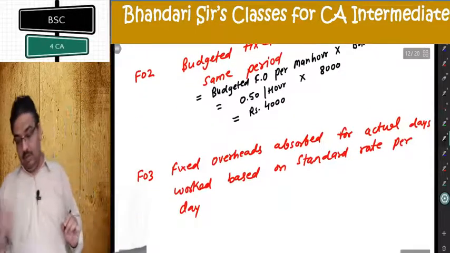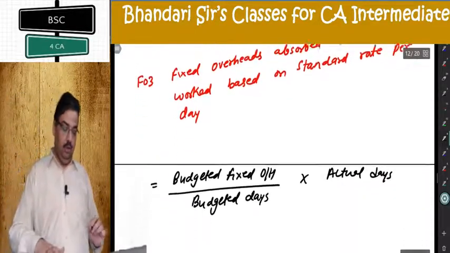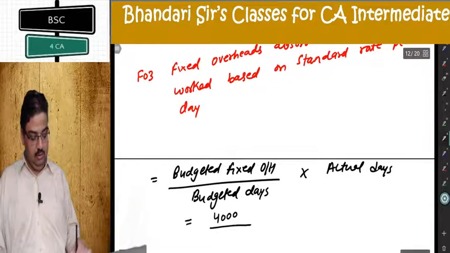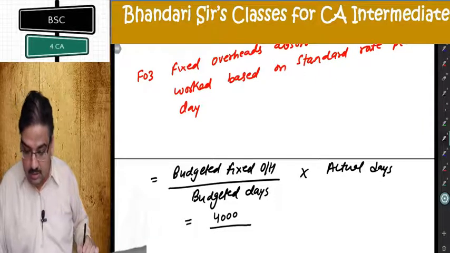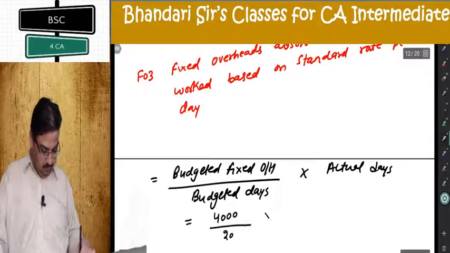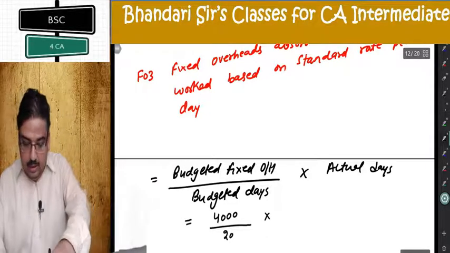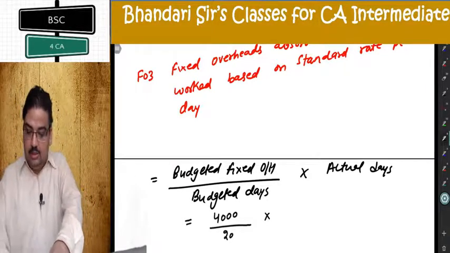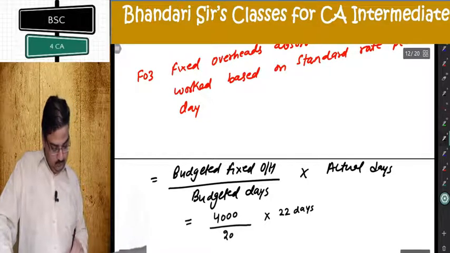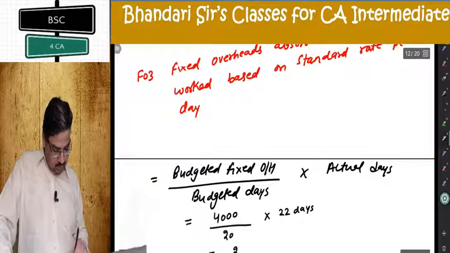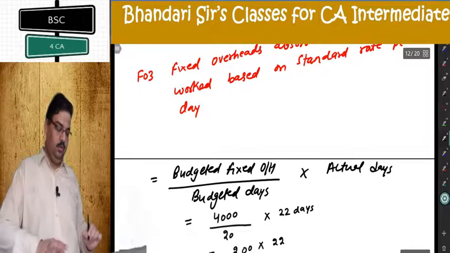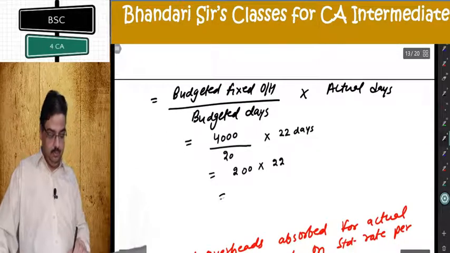Now this 4000 is very important. It is used in FO3 also. 4000 budgeted fixed overhead divided by budgeted days. Budgeted number of days 20, multiplied by actual days given in the second line, 22. So this is 200 into 22. This is rupees 4400.